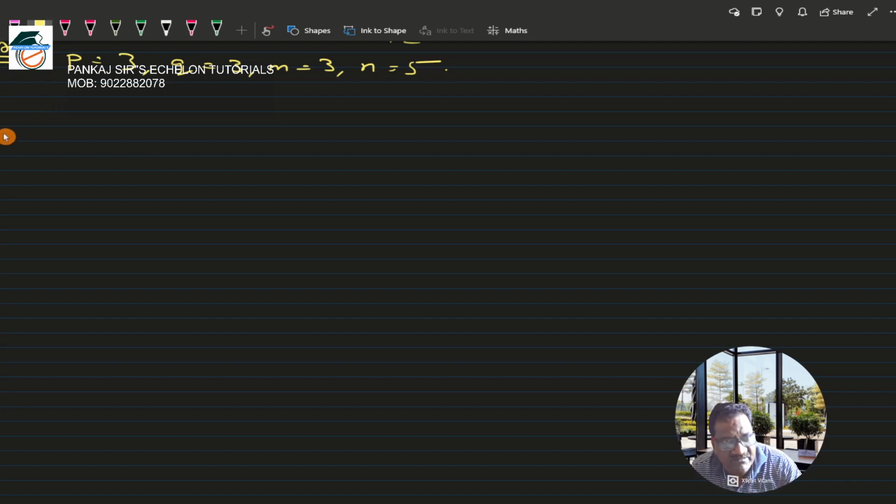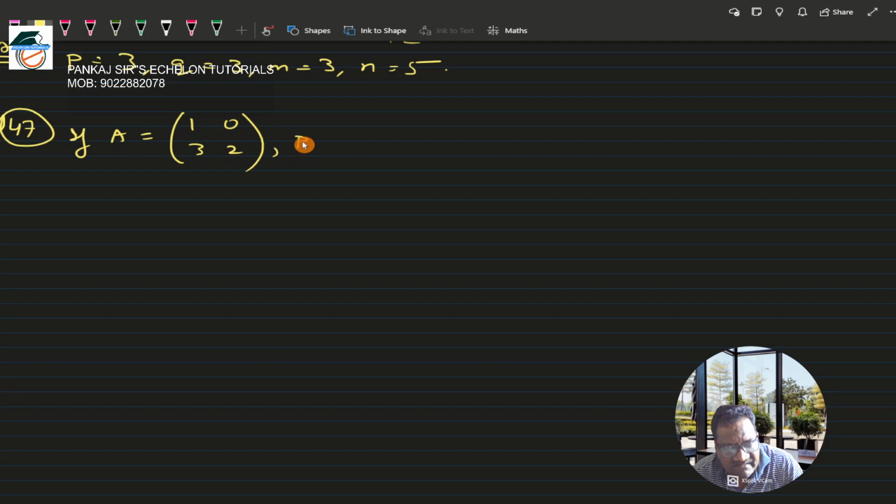So question number 47 is this. It says that if matrix A is [1 0; 3 2], then matrix B is [x 0; 1 3]. Moreover, it is given that AB is equal to BA.